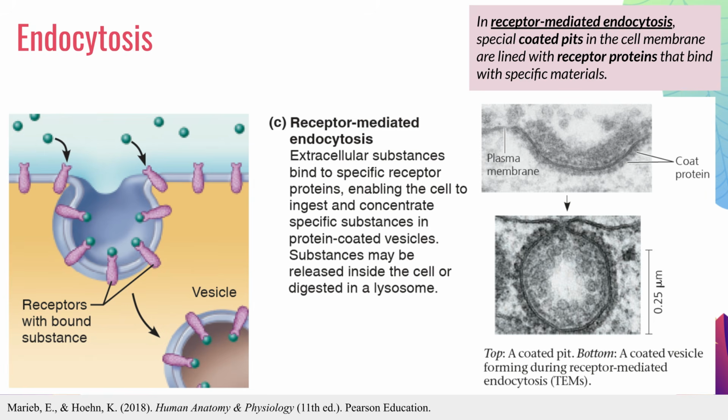In receptor-mediated endocytosis, extracellular molecules bind to matching receptor proteins embedded in the plasma membrane. These receptors cluster in regions called coated pits, which are lined with coat proteins that help the membrane curve inward. The membrane then pinches off to form a coated vesicle containing the bound substances. Once inside the cell, the vesicle may release its contents into the cytoplasm or fuse with a lysosome for digestion.